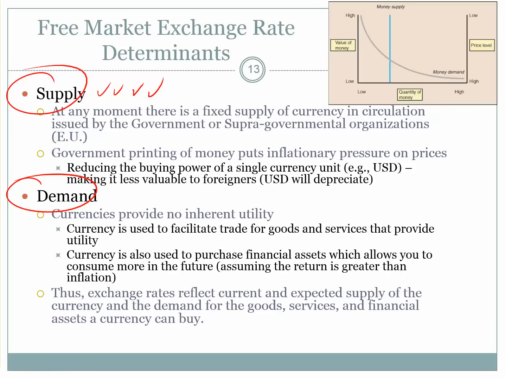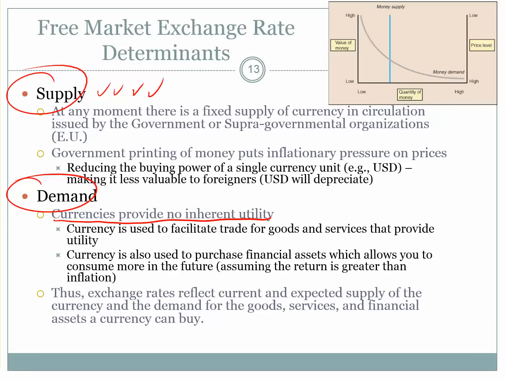So what will cause demand for a currency? Well, the main thing to think about is that currencies provide no inherent utility, or they don't provide any investment, really. Right? I can't eat a euro. I can't clothe myself with the euro. The euro is not a piece of art. The euro is not an investment, right? It doesn't provide interest.